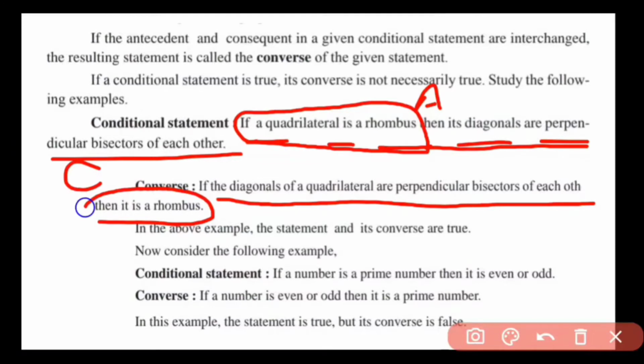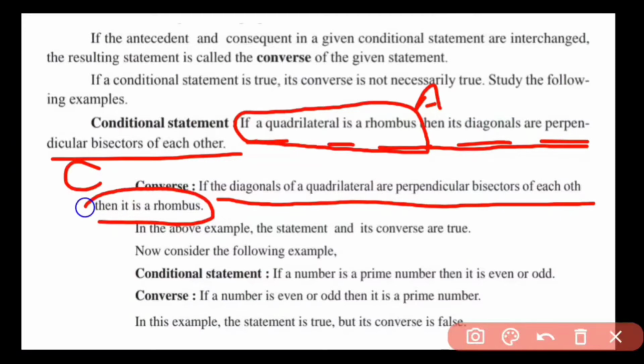But if you take 4, 6, 8, 10, 288, 300, 354, like this, even numbers, they are not prime numbers because they are composite numbers. So the conditional statement is true, but its converse is not true.